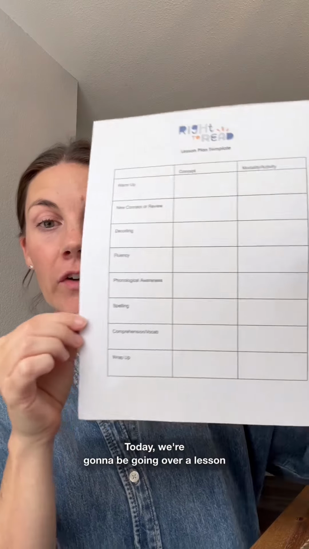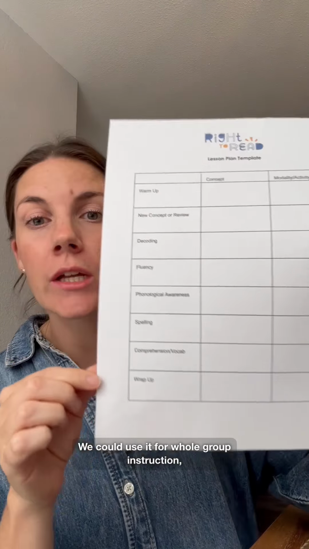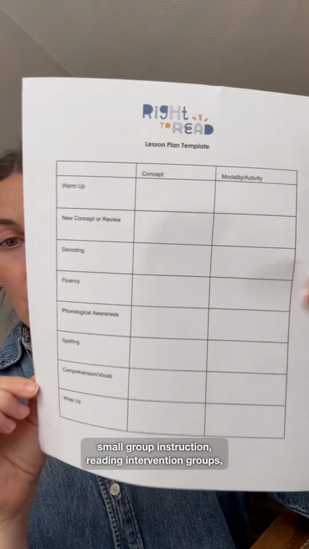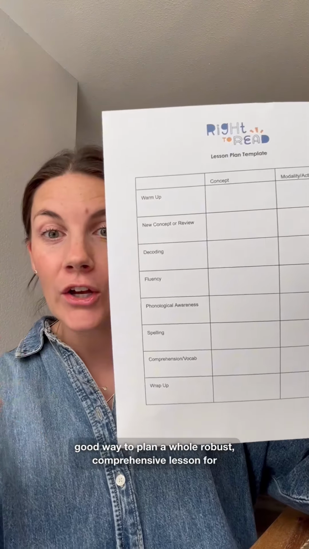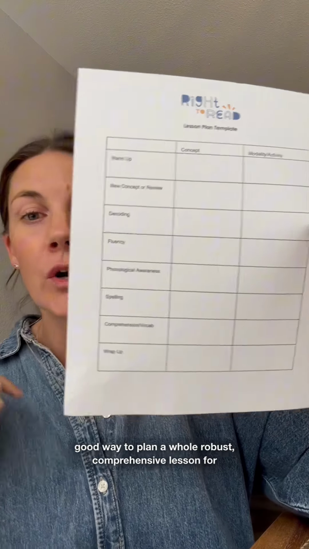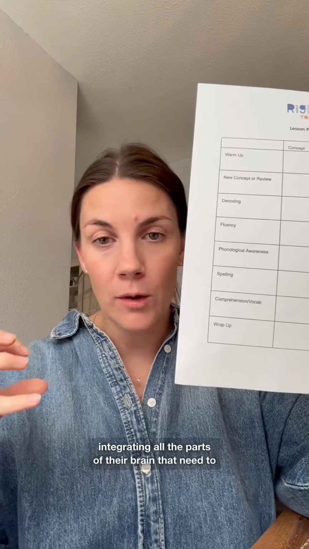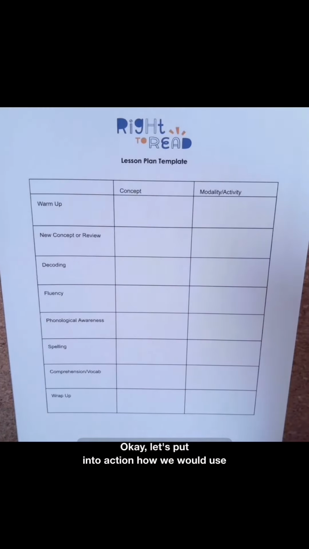Today we're going to be going over a lesson planning template that we could use. We could use it for whole group instruction, small group instruction, reading intervention groups, anything like that. But we're going to really quickly and efficiently go over a good way to plan a whole, robust, comprehensive lesson for our students. That way we are integrating all the parts of their brain that need to be working at one time for one lesson in order for them to be able to remember and retrieve the information that we're teaching them the best. Let's put into action how we would use this lesson plan template.